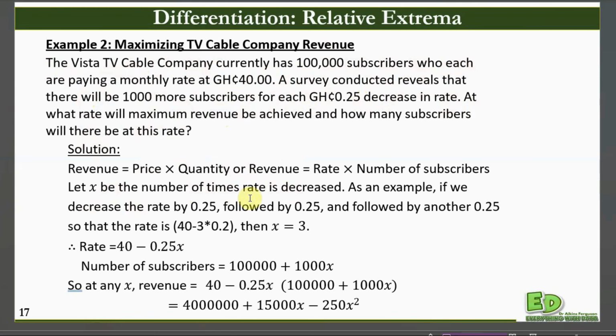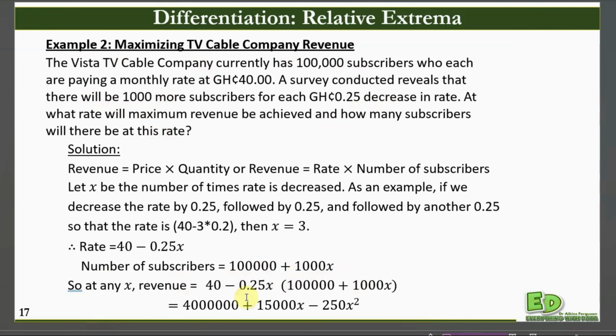We don't know the number of times that this rate will be reduced by 0.25, so let x be the number of times the rate is decreased, right? Price is the same as the rate we have here. If the rate is 40, it is going to be reduced by 0.25, so the rate is now 40 Ghana cedis minus 0.25 times x. Then we have the number of subscribers, which represents the quantity. They are saying there are 100,000 subscribers, and if it is reduced by 0.25, we have 1,000 more, so it is 100,000 plus 1,000x.